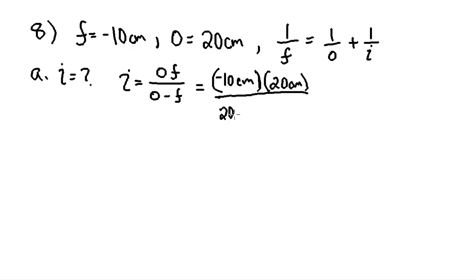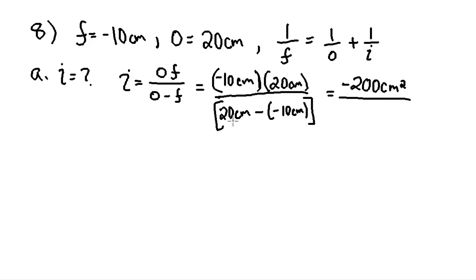20 centimeters minus 10 centimeters. Alright, so I'll put this whole thing in brackets to help keep myself from making a silly mistake. Over here, negative 10 times 20. Think about it as negative 2 times, or 2 times negative 1. You get negative 2, and then just attach those two zeros onto the end. Negative 200 centimeter times centimeter is centimeter squared.